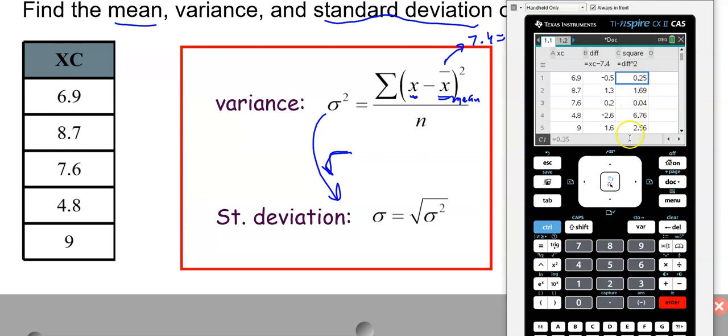Those are all positive. That's important. I want them all positive. We're taking the deviations from the mean and we're squaring them. This symbol right here, that is the uppercase sigma, I believe, in Greek, and that means the sum of all those terms.